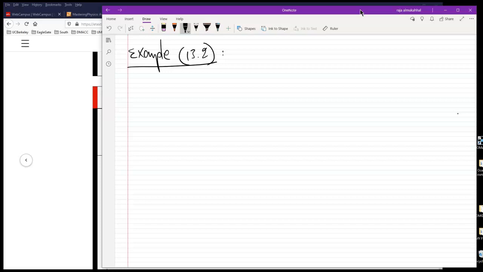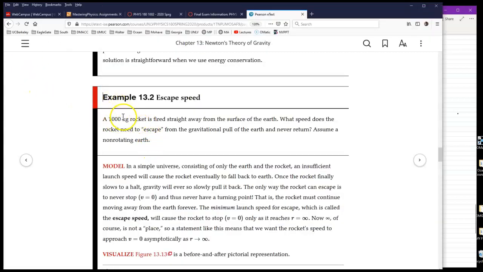And he's asking, what speed is needed to escape the gravitational pull of the Earth for a rocket of 1,000 kilograms, 1 ton? Well, let's solve it for any mass M. It will turn out that it's independent of the mass, really. But for any mass M, what is that gravitational pull?